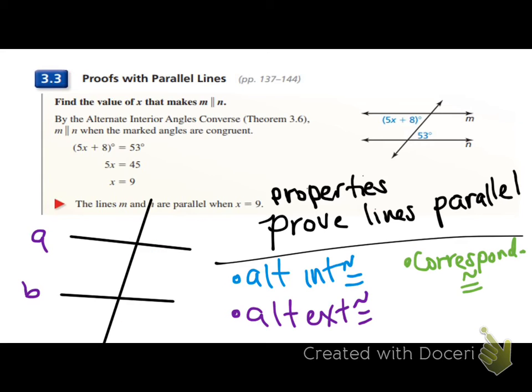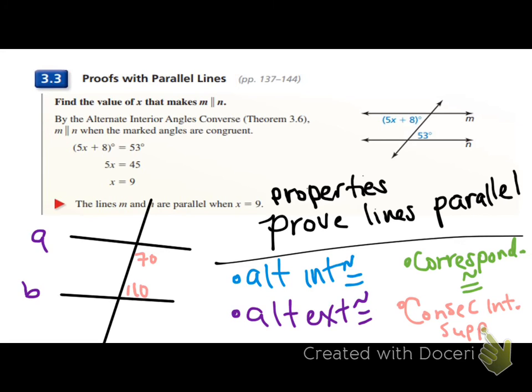And then the last one is consecutive interior. Make sure if you were asked to list this out, you do write interior. What do consecutive interior angles have to be? Supplementary. They have to be supplementary. So that means they would have to add up to 180.